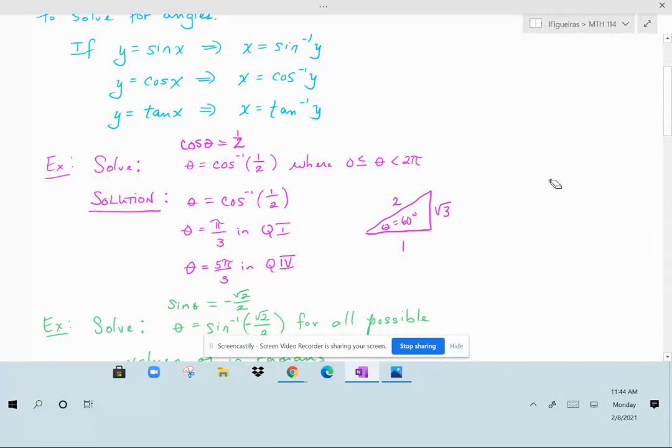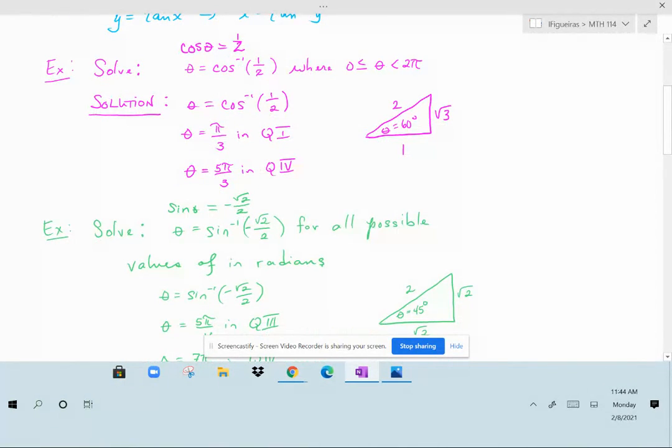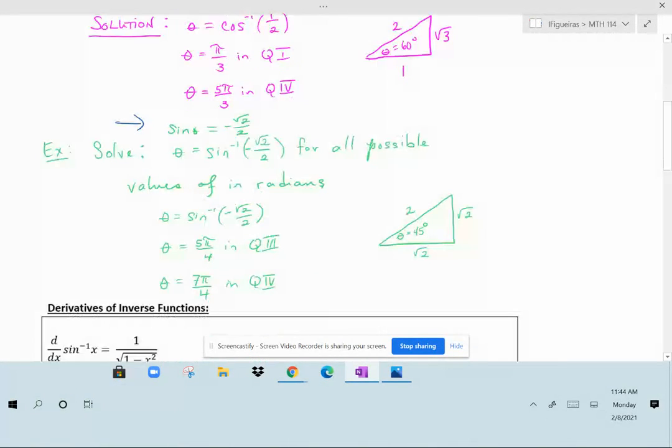Okay, for the next one, we want to know when is sine of theta equal to negative root 2 over 2. So again, that's something that we should know by memory. Root 2 over 2 is a 45-degree angle, which is right here, but it's negative. So when I find theta for sine inverse of negative root 2 over 2, I need to be in two quadrants where your sine function is negative, and that's in quadrants 3 and 4.